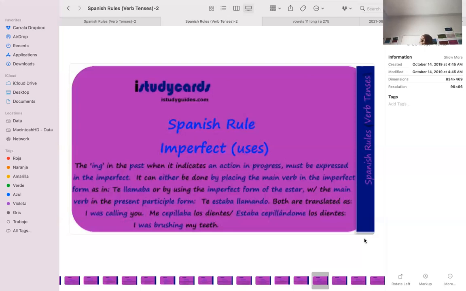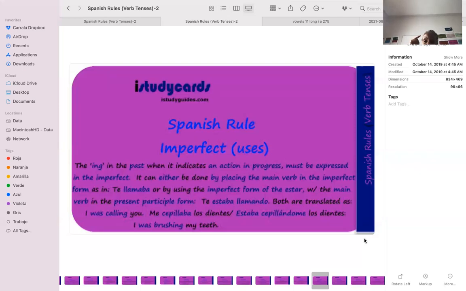Or it could be estaba jugando con el perrito cuando entraste, boom, you interrupted the action. Even if you don't literally interrupt the action. So I was playing with the little dog when you entered, okay? So we're talking about actions that are in progress.